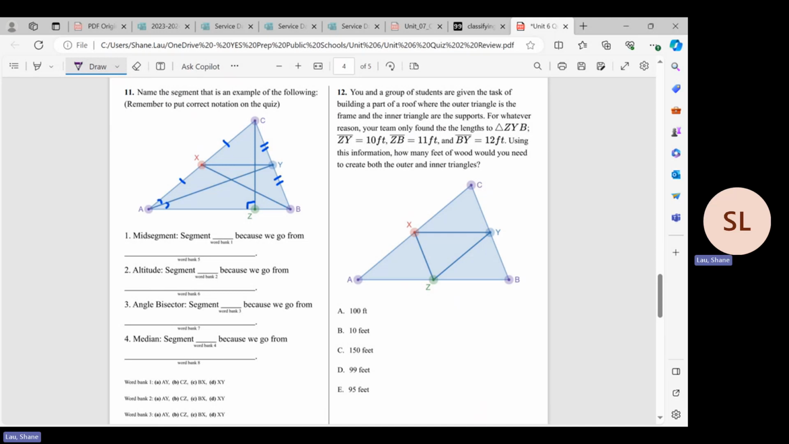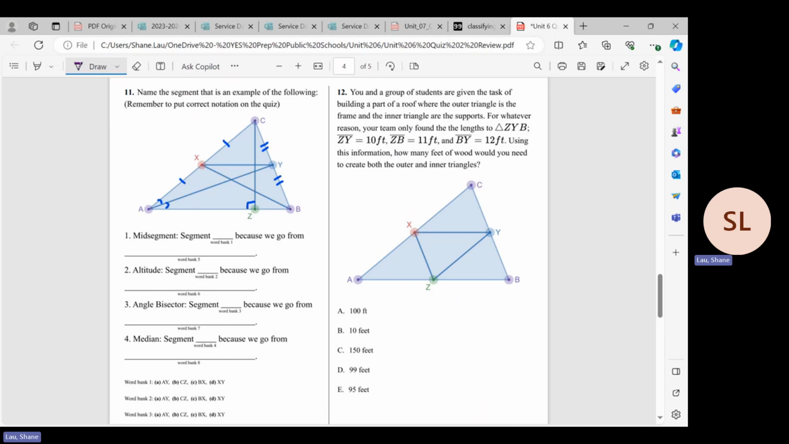Here we're told to identify 4 of our segments: a mid-segment, altitude, angle bisector, and a median. Well, mid-segment is pretty easy usually. Match up your midpoint to midpoint. Here I'm looking at my shape of ABC.